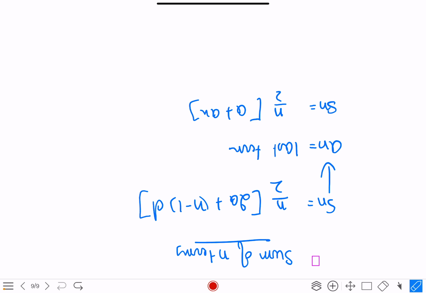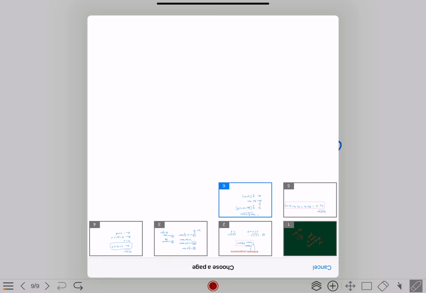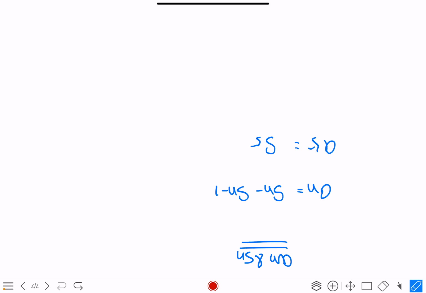Alright, so this is the next formula for sum of n terms. Then the next formula is the relation between an and Sn. What is the relation between an and Sn? An is written as Sn minus Sn minus 1. That means the nth term of an AP can be written as the sum of n terms minus the sum of n minus 1 terms. Suppose I want to write A5. A5 will be S5 minus S4. Like this we can also write.